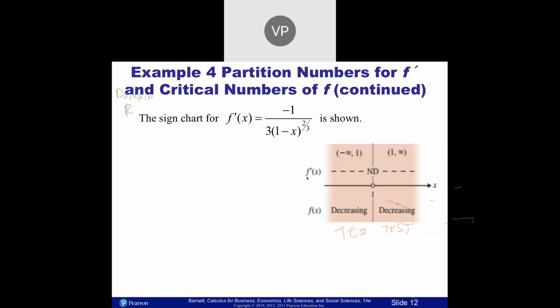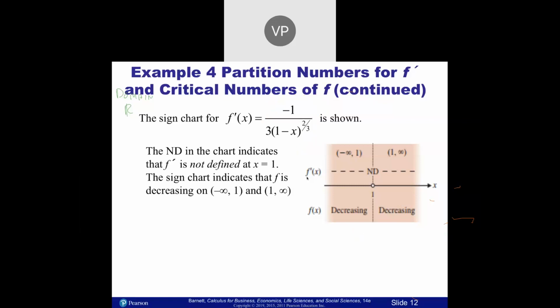Okay, so our function is decreasing basically everywhere except right there at 1. Okay? Everywhere it's decreasing except for x equals 1. So we want to try to look at how this looks.